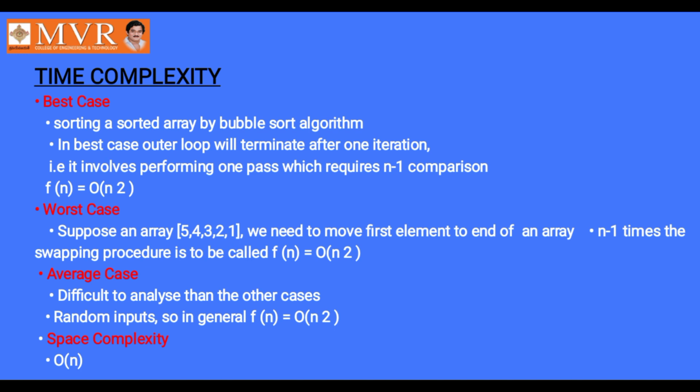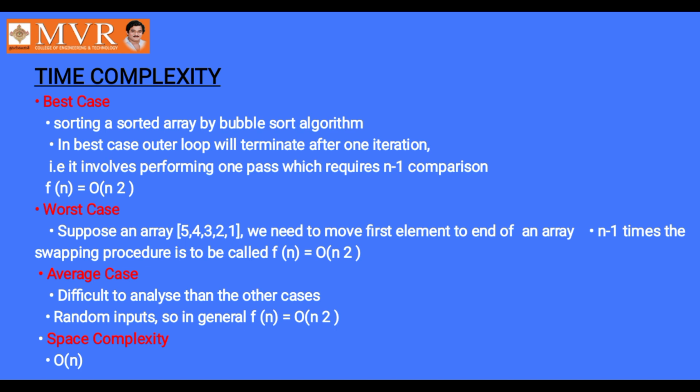The time complexity is nothing but the time taken by the system to execute my algorithm or program. Space complexity is nothing but the space occupied by my algorithm or program in the computer memory.